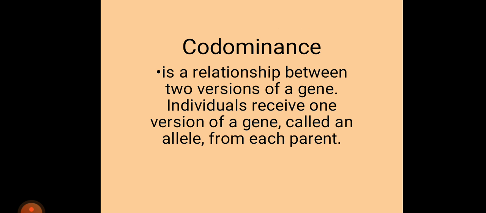Codominance. Codominance is a relationship between two versions of a gene. Individuals receive one version of a gene, called an allele, from each parent. If the alleles are different, the dominant allele usually will be expressed, while the effect of the other allele, called recessive, is masked.